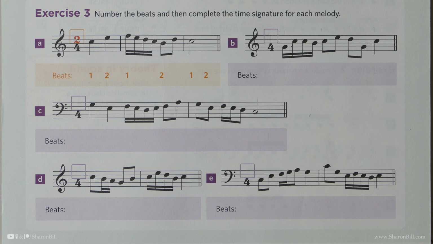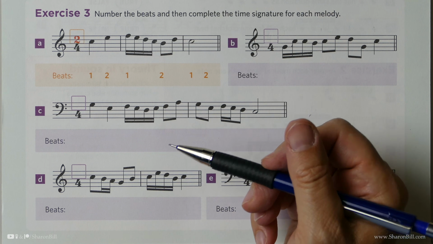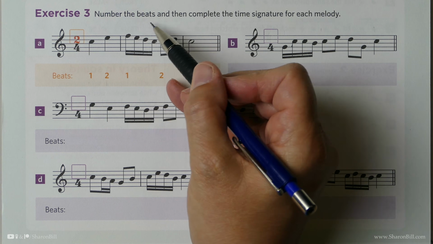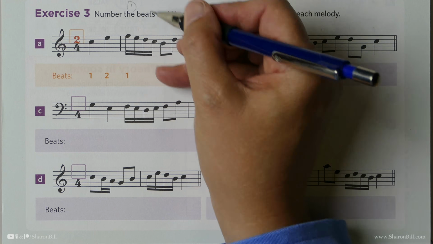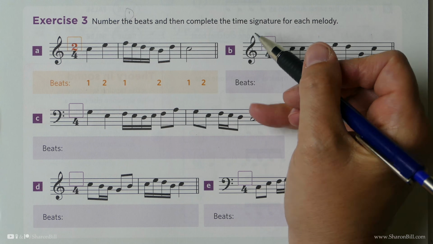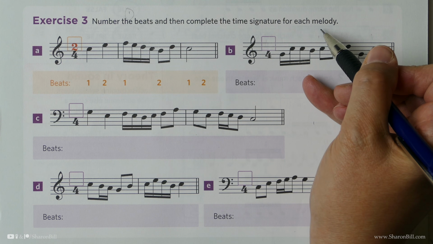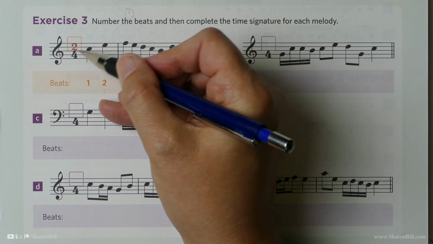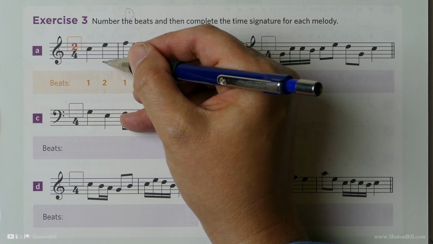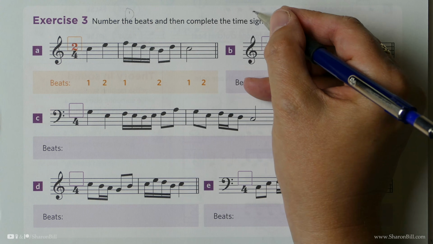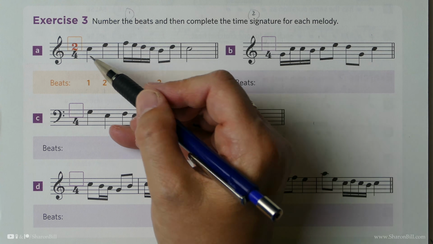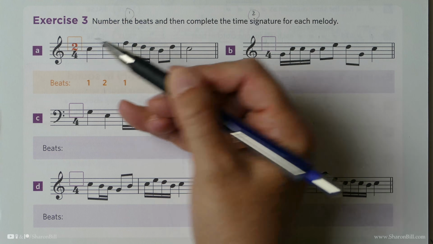And so let's look at this next exercise, and that rule of beaming will help us out immensely here. So exercise 3 asks us to number the beats. So we've got a couple of jobs to do. First job is we've got to number the beats, and then we've got to complete the time signature for each melody. So we've got to complete this top number by finding out how many beats there are, and then we've got to number where each beat falls. So we've got 2 jobs to do. Let's look at the one that they've given us.